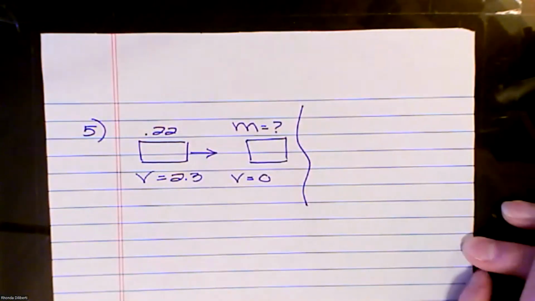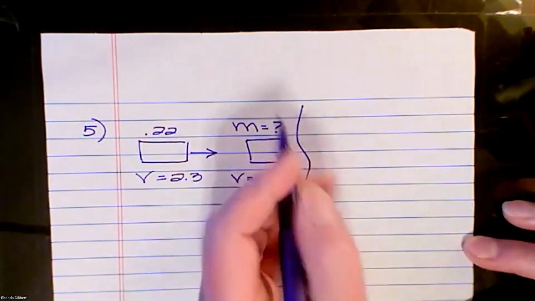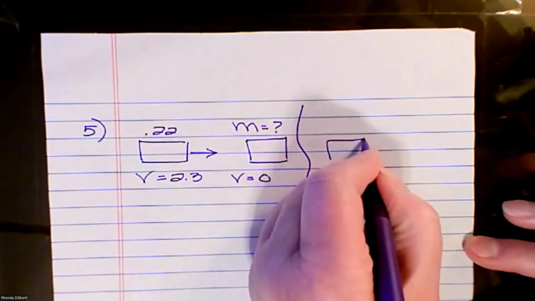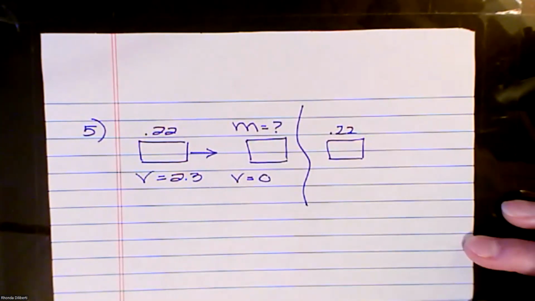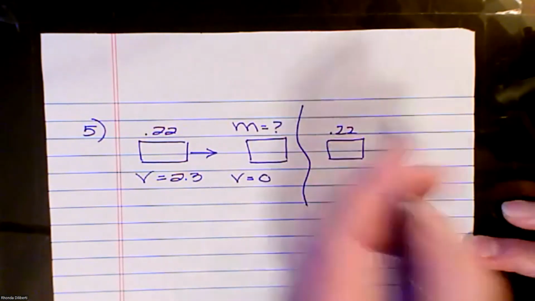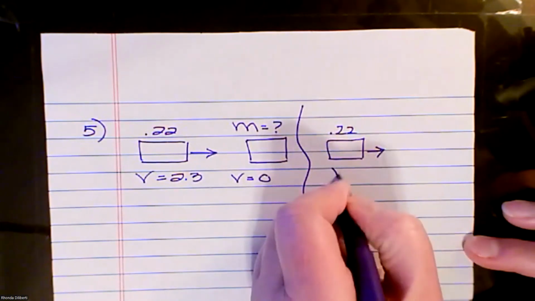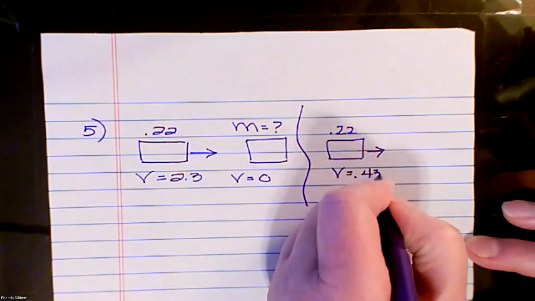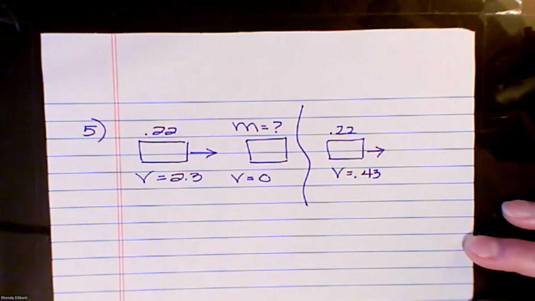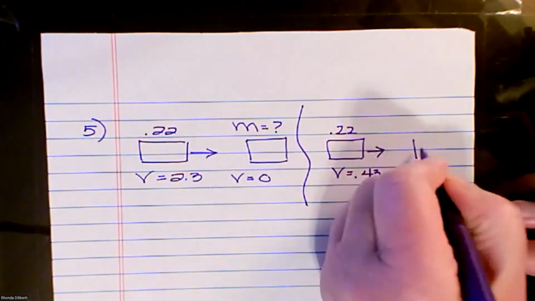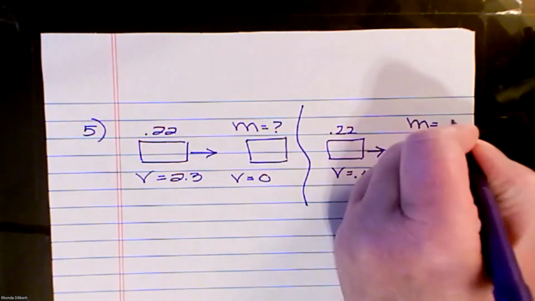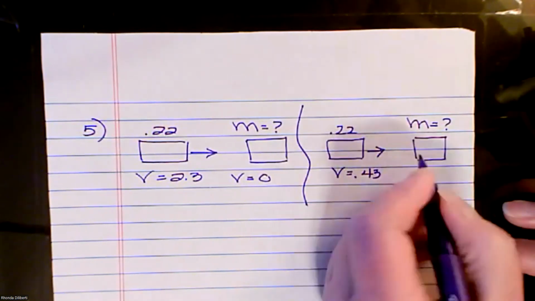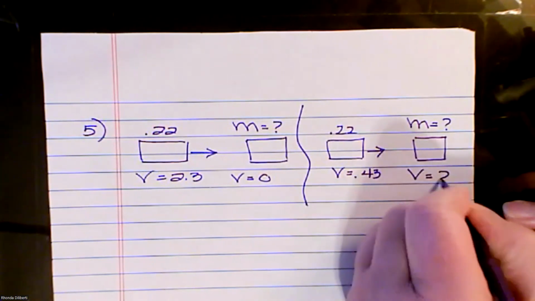After the collision, the first cart, 0.22, continues in its original direction with a velocity of 0.43. And the second cart exists. We know that. We don't know its mass. And we don't know its velocity because they didn't tell us.